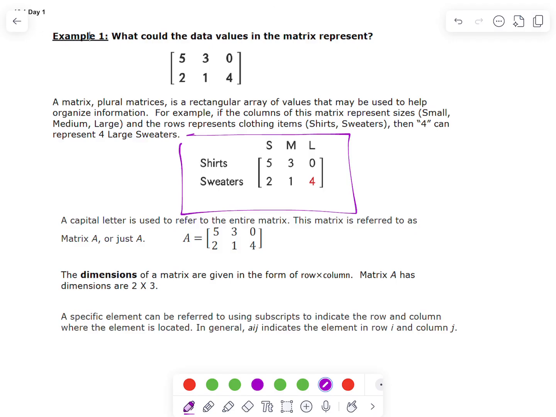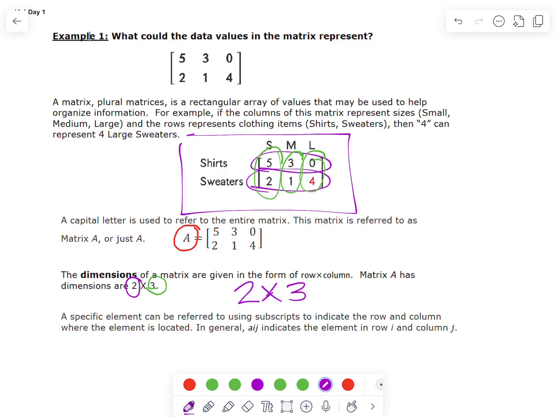So we use a capital letter to refer to the entire matrix. So matrix A would equal this matrix: 5, 3, 0, 2, 1, and 4, those 6 elements. The dimensions: there are 1, 2, so 2 rows, and then 1, 2, 3 columns. So we call this a 2 by 3 matrix.